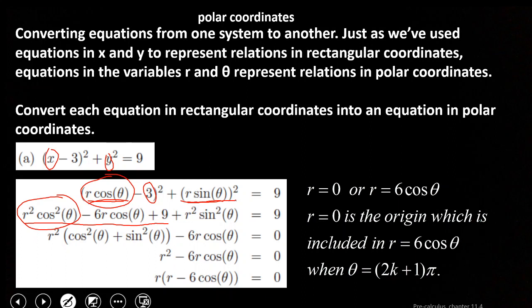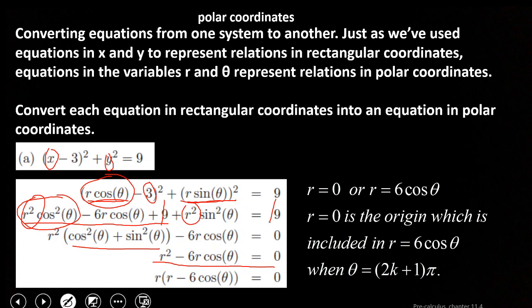Now, the key here is to try to isolate r by itself in order to get the equation for r. To get r by itself, we can do this, right? Because cosine squared plus sine squared is 1. You can factor r squared out of this one and this one and write them together. Then minus 6r cosine theta remains, but this 9 cancels that 9. So all you have to do is divide by r.